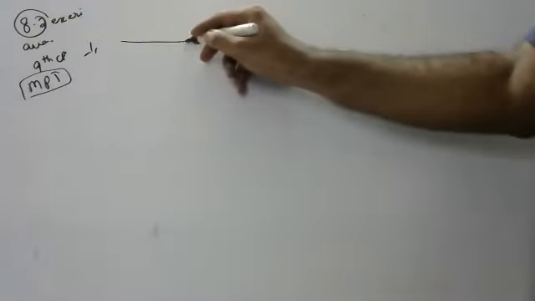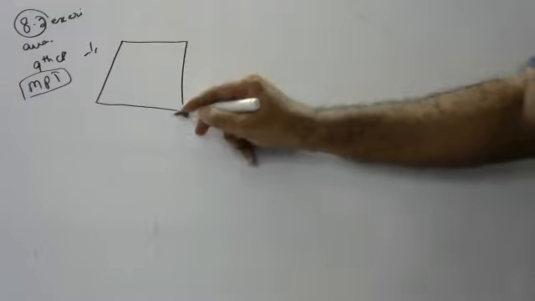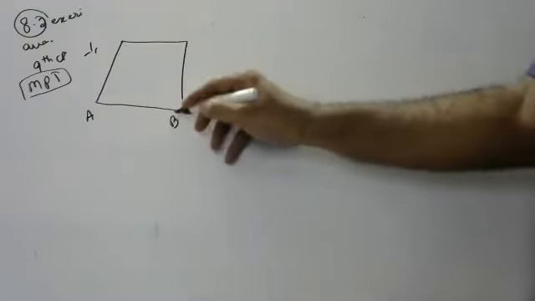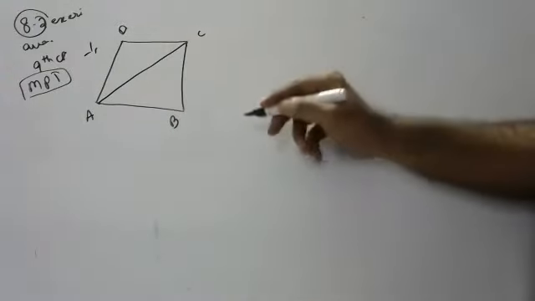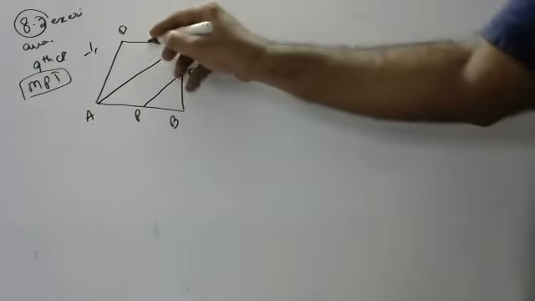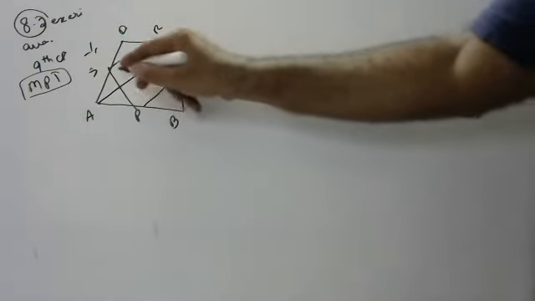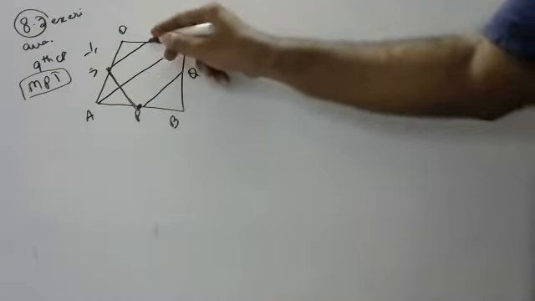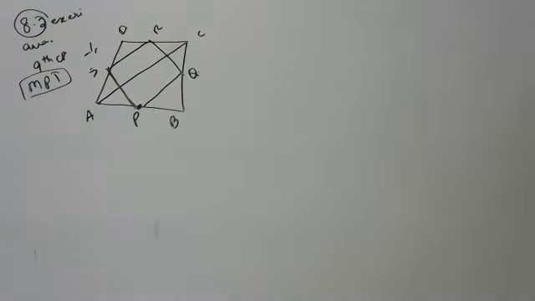First sum. Try to understand the first sum, children. For the remaining sums, a clear picture will be there for you. Please see here, I'm drawing the figure for the first sum. This is A, this is B, this is C, this is D, this is AC, this is PQ, this is RS, this is RQ. Okay, children.